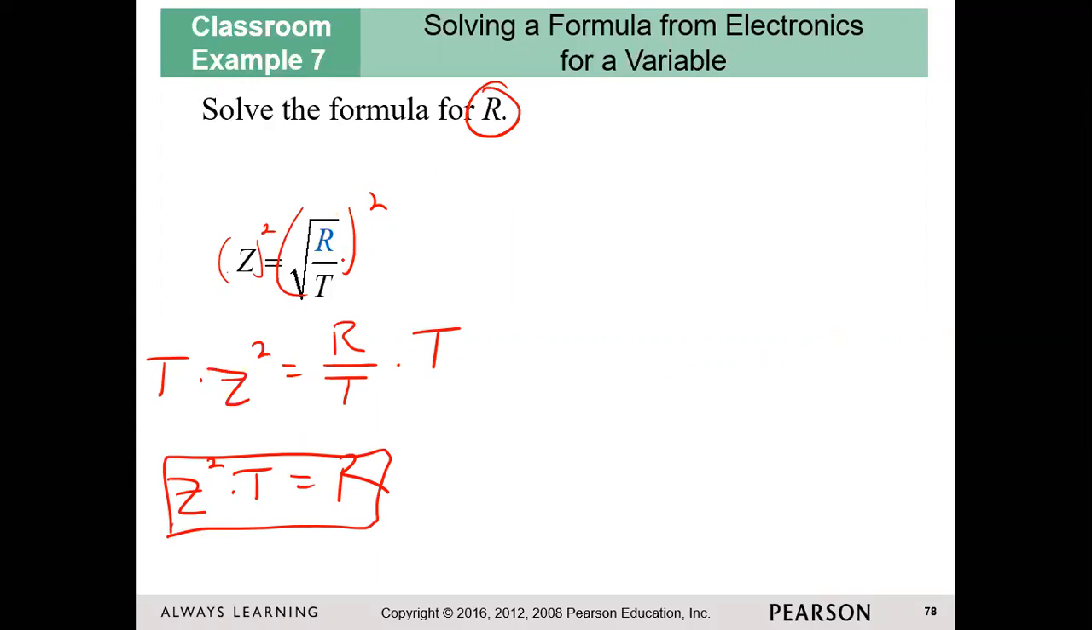All right, so again, if your variable is trapped under that radical, that square root, make that square root go away by squaring both sides. If it's under a cube root, then cube both sides. Just make sure that you are applying the power rule correctly to undo whatever index of this radical that you have.